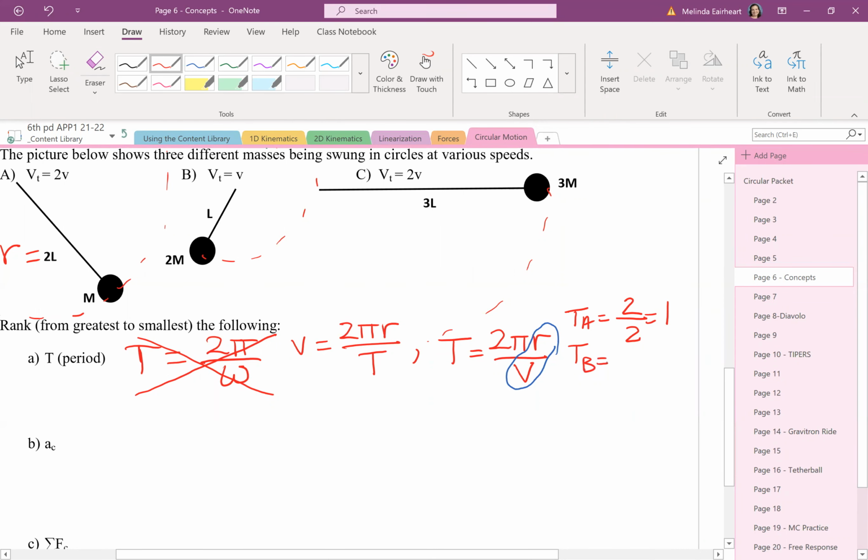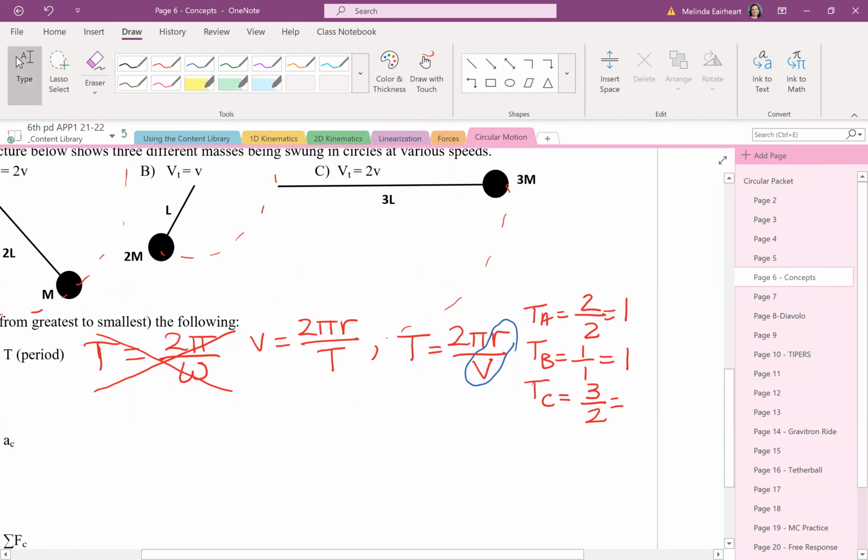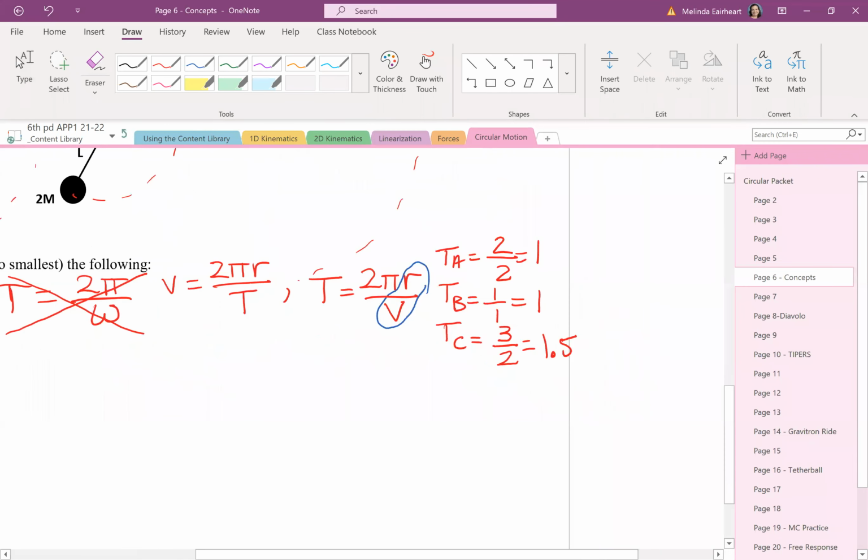Let's repeat with B and C. The period of B, well, we've got a radius of 1L, so 1, and a velocity of 1V, or 1, which is also 1. And then for C, again, it's radius to velocity, 3L to 2V. So 3 over 2 is 1.5. And so now we can rank who's the greatest period, who takes the longest to make one circle. C is greater than, well, A equals B.